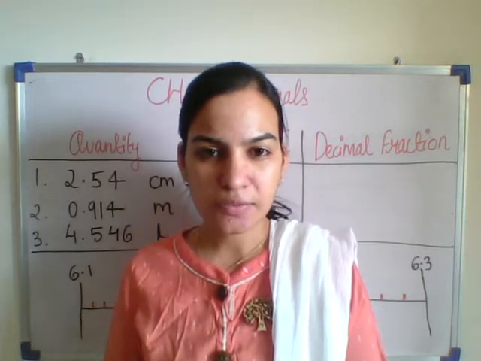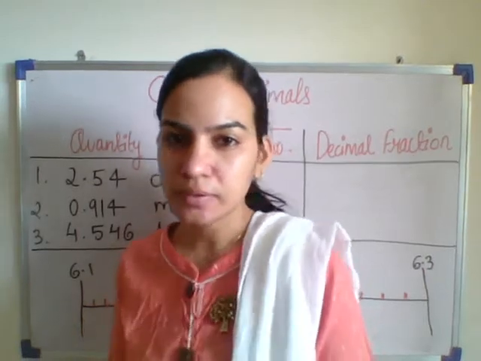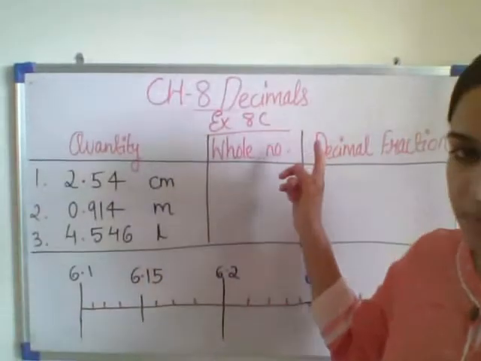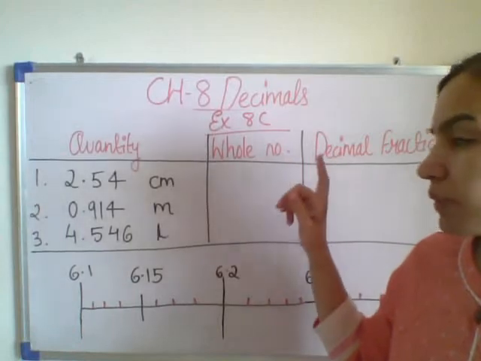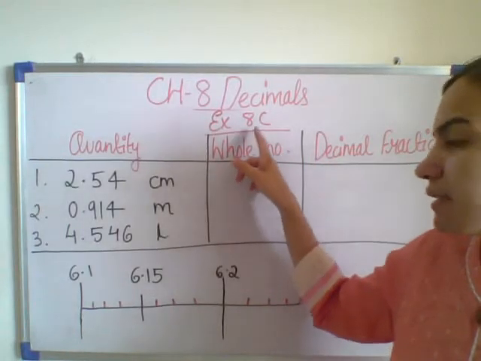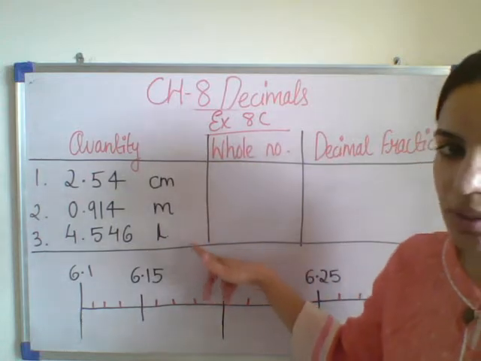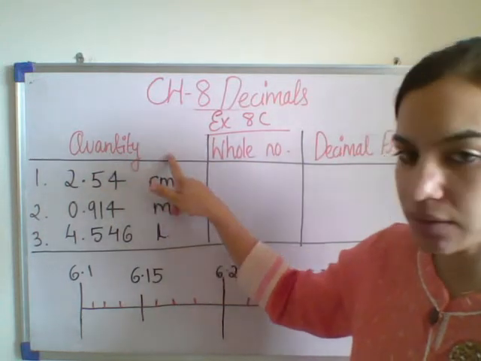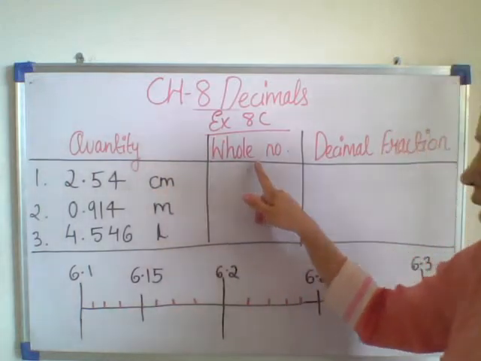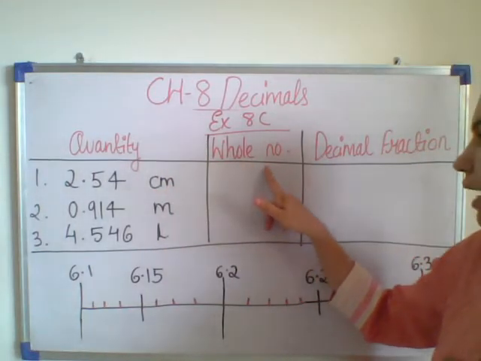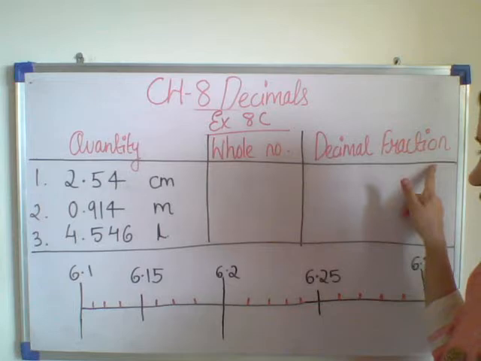In today's class, we will be continuing chapter number 8, Decimals. Today, we will be doing the questions from exercise 8C. Here, I have drawn a table. In this, I have written quantity. In the next column, I have written whole number and then decimal fraction.